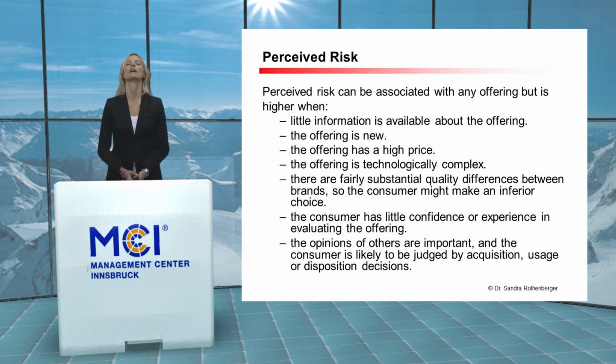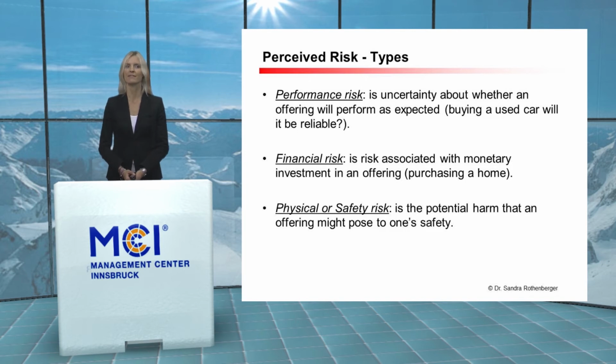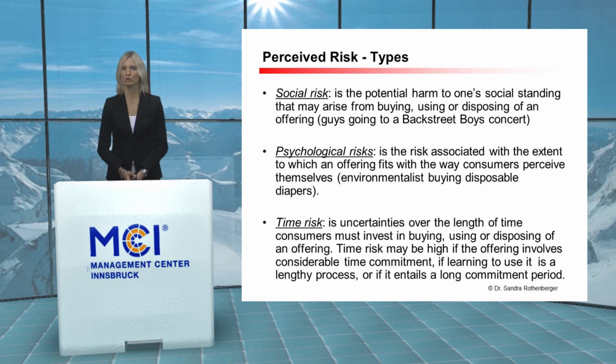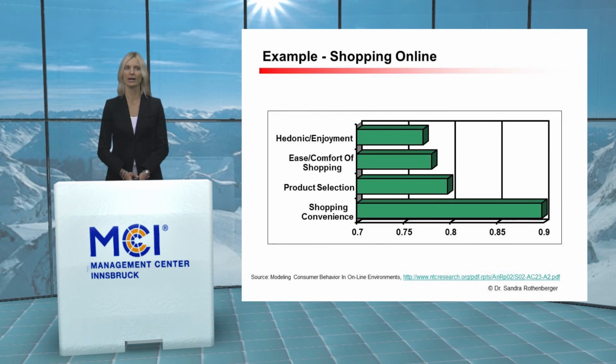We understand different types of perceived risk: performance risk, financial risk, physical or safety risk, social risk, psychological risk, and time risk. Please have a closer look at the different types of risk and read what we understand. The next slide shows you an example about shopping online and the perceived risk consumers can have.